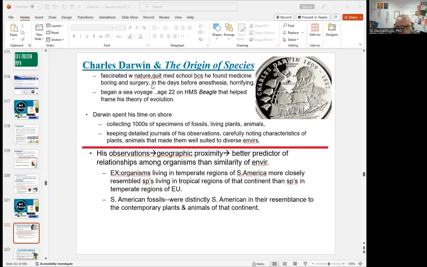Okay, so we start with the earlier studies, but really some of the major studies were done by Charles Darwin in his book Origin of Species.